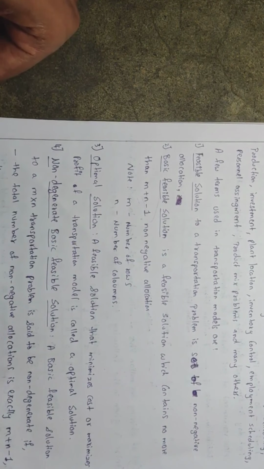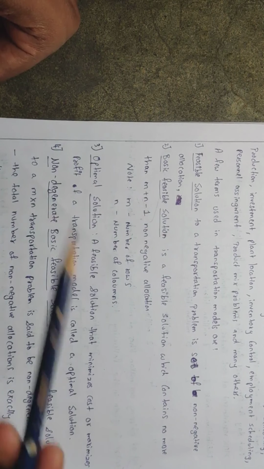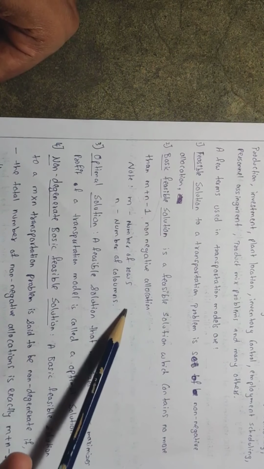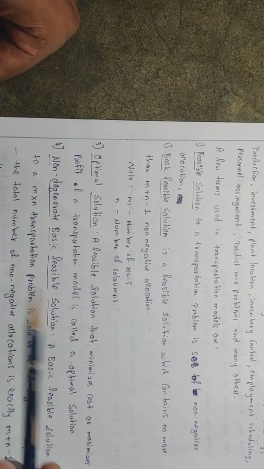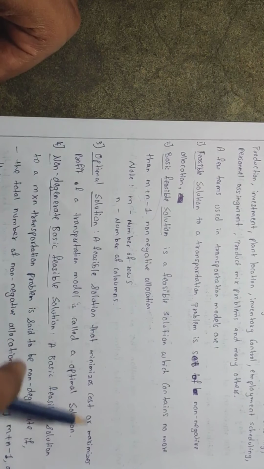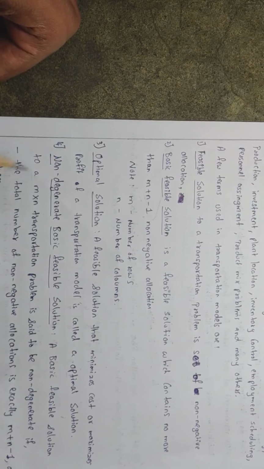As soon as we find the basic feasible solution, whatever solution we have obtained, we don't know whether it is the best solution or not. So we have to check it by other methods. Various methods are there, and that is the optimal solution. A feasible solution that minimizes cost or maximizes profit of a transportation model is called an optimal solution.